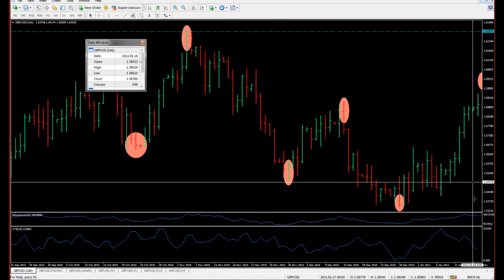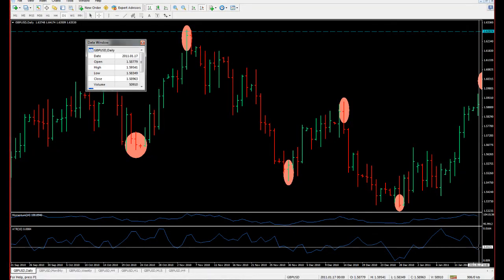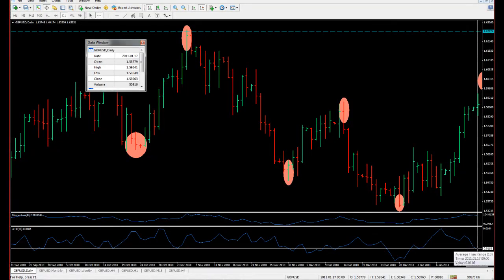Yeah. So if you go down there and bring your cursor to the ATR, it will show you 0.0118. So that is 118 pips. That's it.